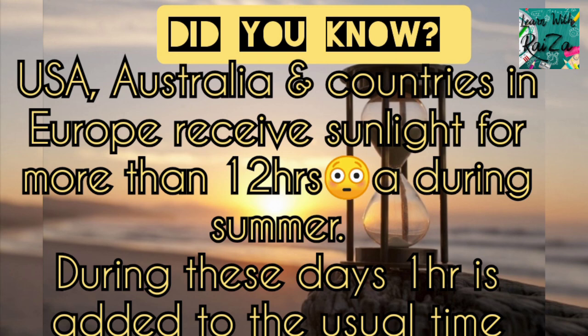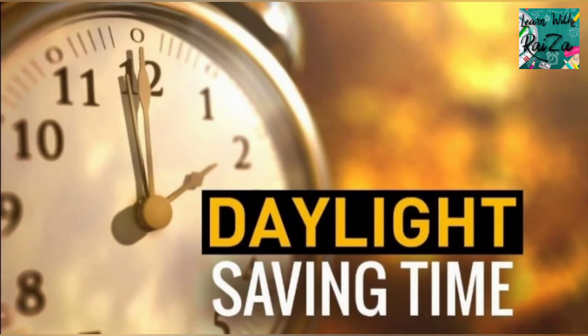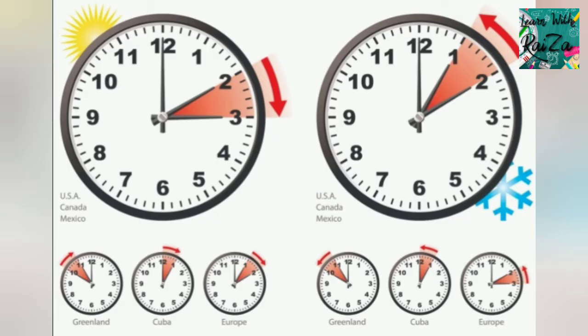Did you know something interesting? USA, Australia and countries in Europe receive sunlight for more than 12 hours a day during the summer period. Because the sun rises early in these countries, daytime is increased by advancing the clock forward by an hour. This time period, daylight saving time, is applicable to countries in the northern hemisphere from mid-March to early November and to countries in southern hemisphere from early October to early April.